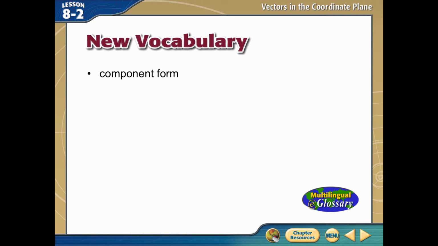So look at this vocabulary. That's it. Compared to last section, pretty straightforward. So you've got a component form, which is a way to write a vector. Linear combination, another way to write a vector. And I skipped the one in the middle, unit vector.